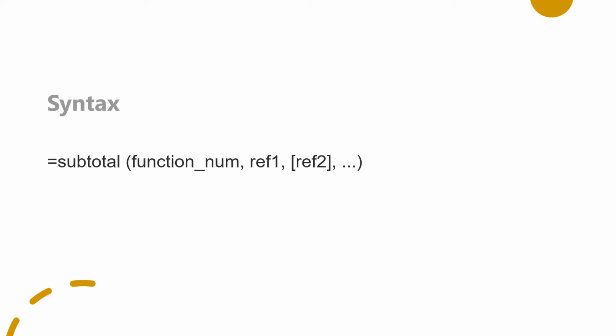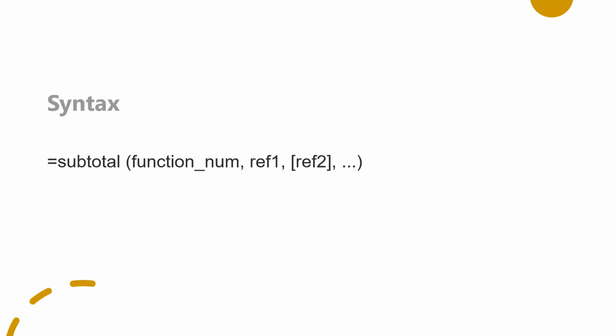Now we will see the syntax or the format of subtotal. This particular format begins with equal, then comes the function name subtotal. Within the set of parentheses, the first parameter is function num. Function num is nothing but number. A number specifies which function to use in calculating subtotals within a list or within a range.